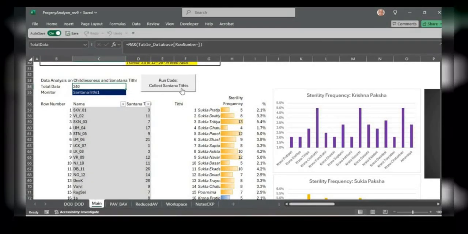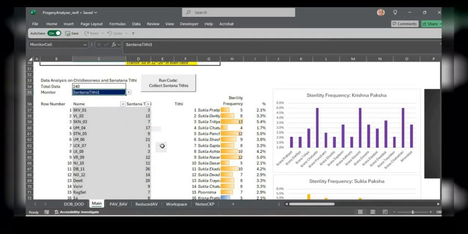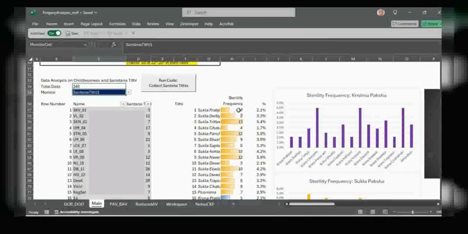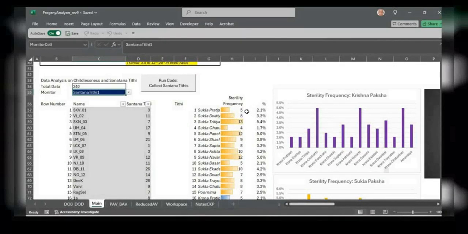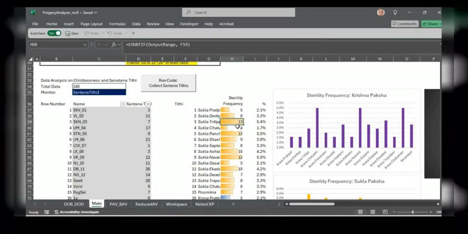If you run this code, it will compute the Sanatana Tithi for all the people. What I very interestingly found are these Tithis and the sterility frequency for the 240 data. 13 people are from Shukla Tritiya in this data. 12 are childless people. Krishna Chaturthi turns out to be maximum.